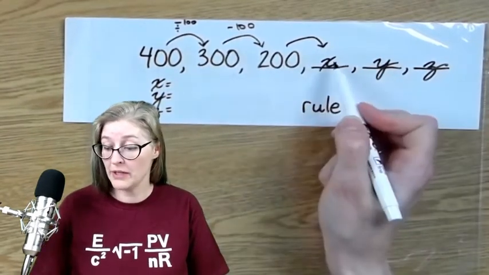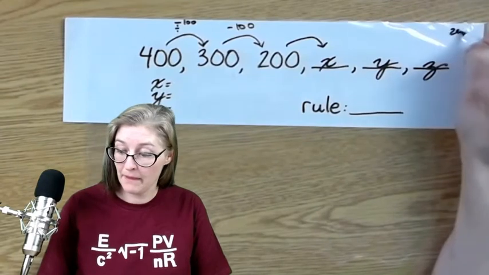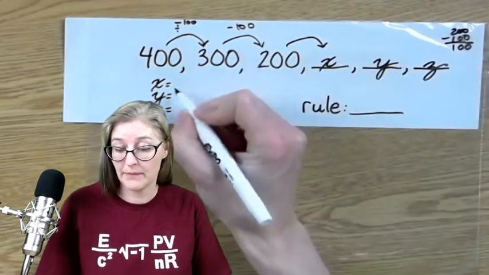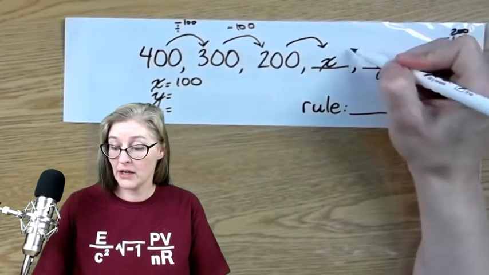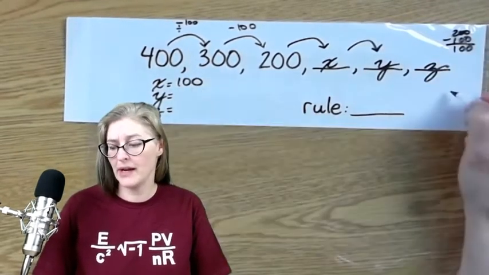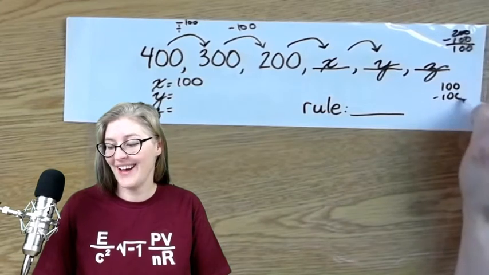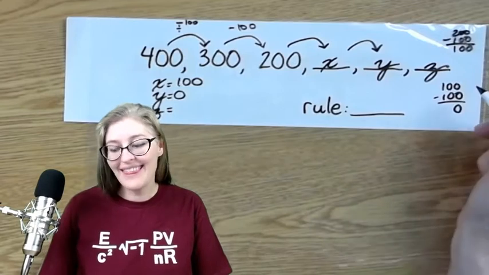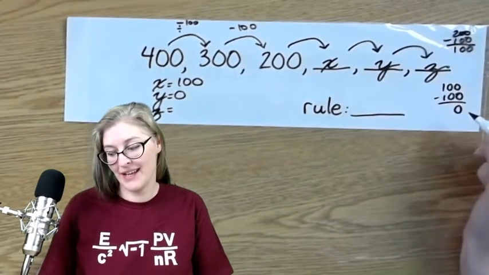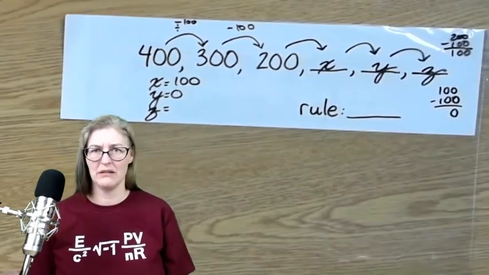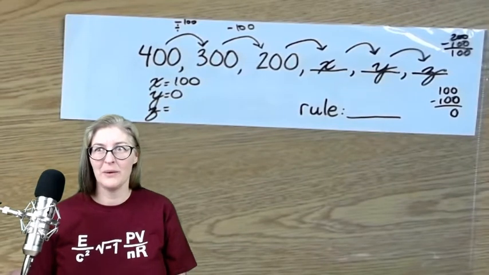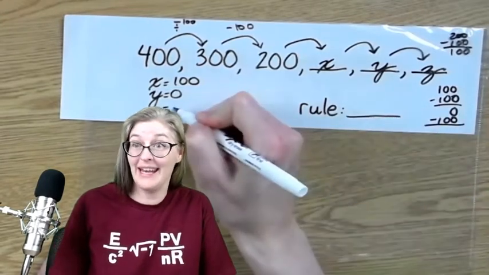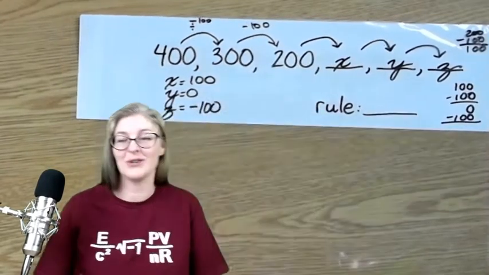So what's the next one? Well, 200 minus 100. Well, that should be pretty simple, right? It's just 100. Next term, 100 minus 100. Oh, what's that going to be? 0. And then to get to the next one, it's 0 minus 100. Oh, minus 100 equals negative 100.